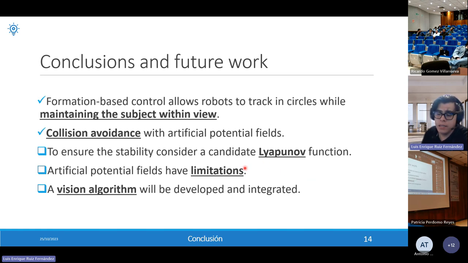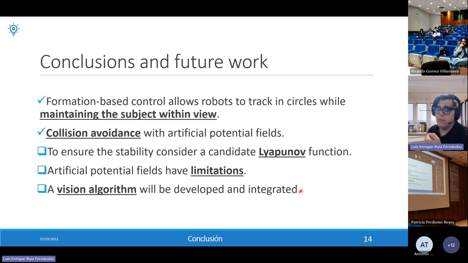Because when we are living with obstacles that are not convex, or even with the configuration of the obstacles maybe being too close or something like that, it generates local minima. So we are trying to solve that. It's kind of hard thinking of that. And obviously we need a vision algorithm.